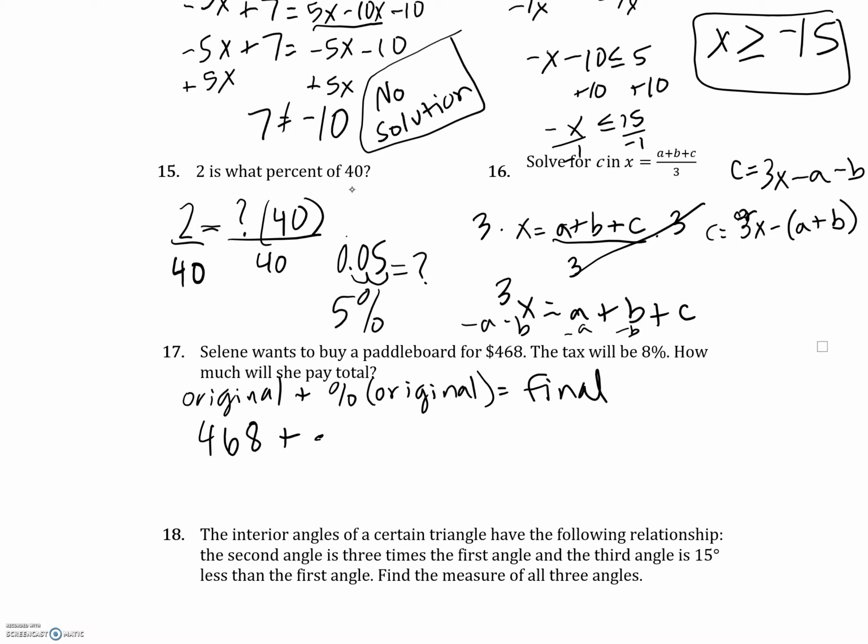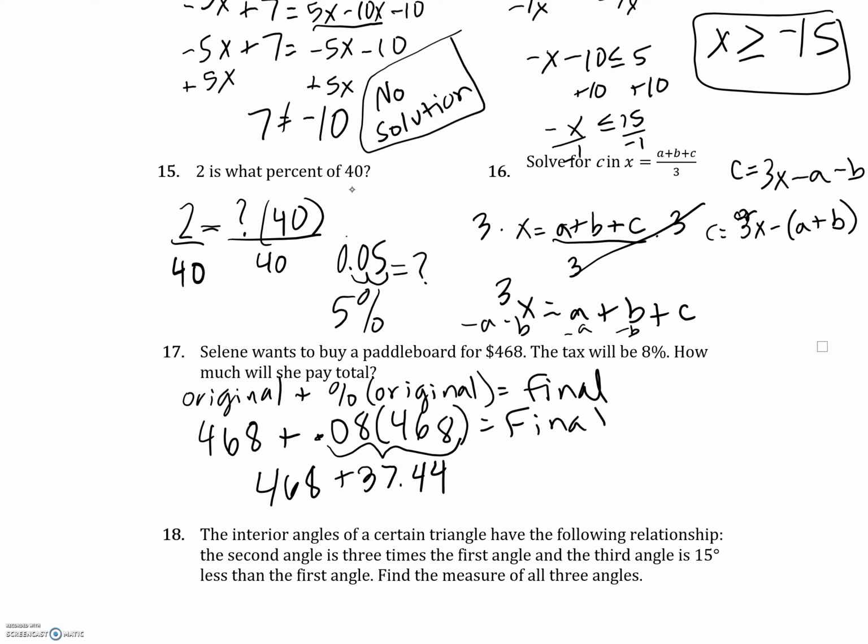My percentage of tax will be 0.08, changing it to a decimal, times 468, my original, and then I'm going to use those to find my final price. So just typing in the calculator, 0.08 times 468, this part right here, gives me $37.44 of just tax. And I'm going to add that to 468, just using the calculator again. I get $505.44 as the final price for that paddleboard. There's other ways to find that answer as well. That's just one way using that formula.